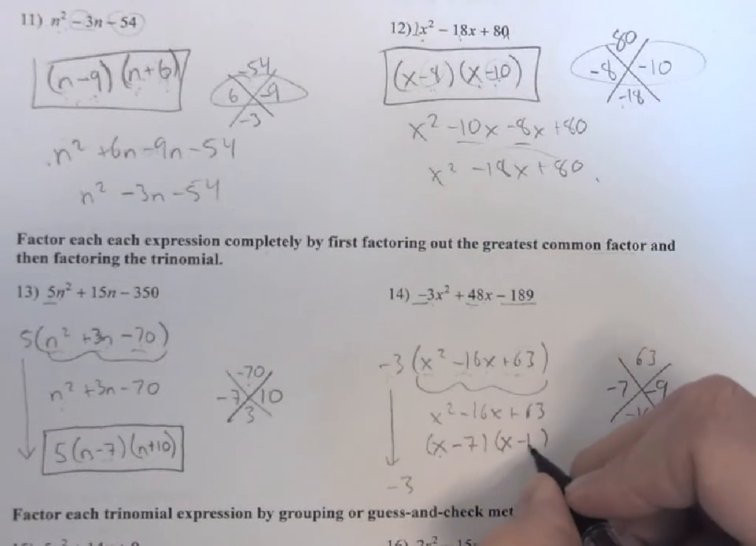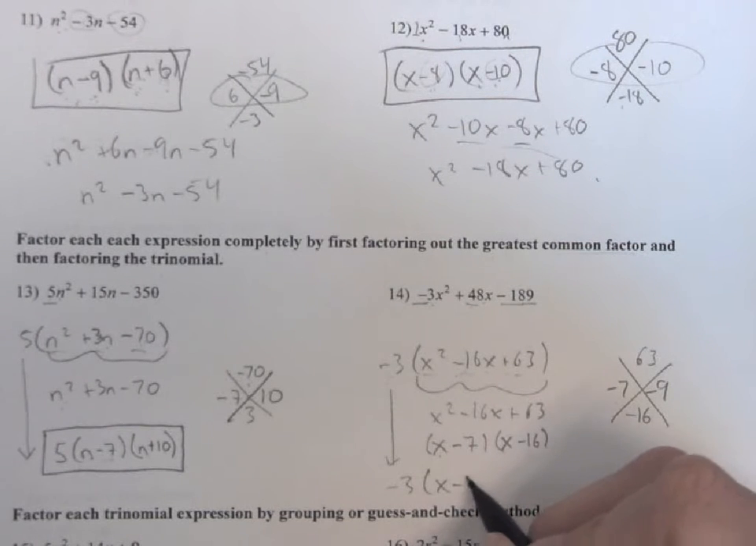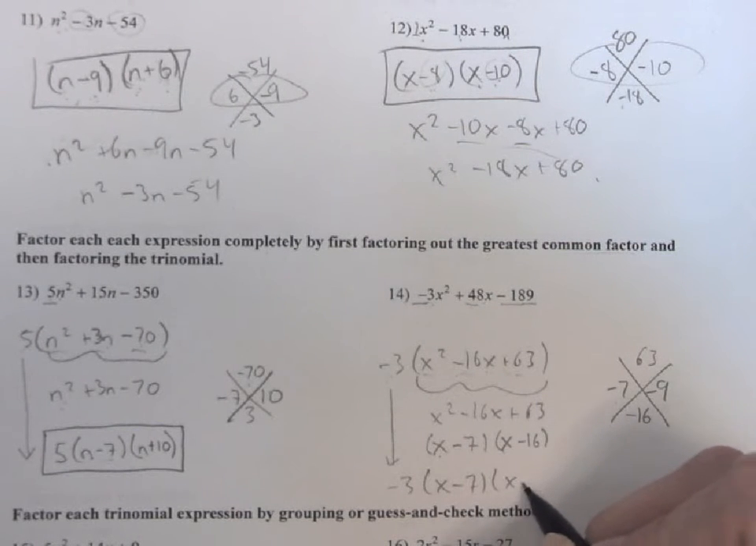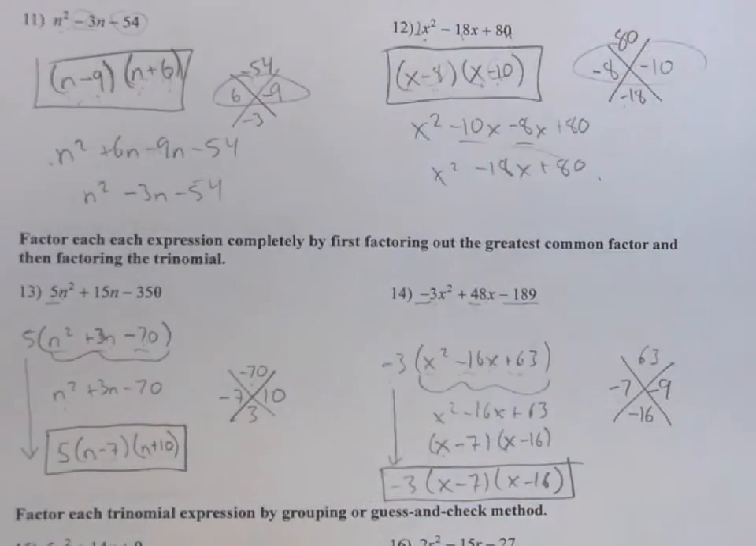-7, -9, okay? So that's how this trinomial factors, but don't forget that we started out with a negative number out there, a -3, okay? So our final answer will have the -3 multiplying those 2 other factors, okay?